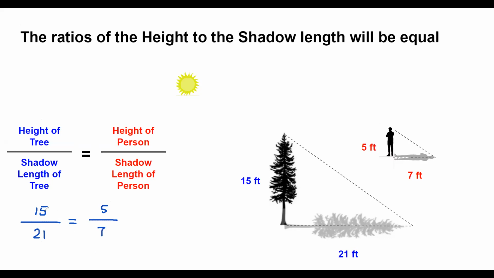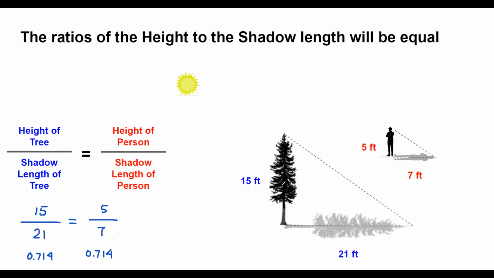Now, let's divide this out. 15 divided by 21. Use your calculators, and you should get 0.714. And if you divide 5 by 7, you should get exactly the same number. Those are equivalent fractions, and they have exactly the same value. That's what happens when you have similar triangles.